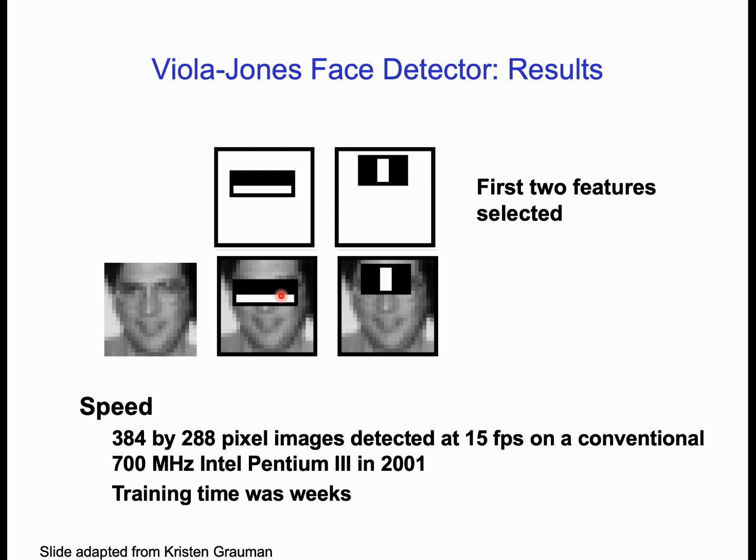And the speed, as I said, at testing time was extremely fast. It was able to detect faces at 15 frames per second on a conventional PC of the time, so 2001. The down part, or maybe not the down part, but the interesting part, was that the training time took weeks. And this is, by the way, not extremely uncommon in machine learning. Even today, creating very complicated models can take a number of days to create really strong algorithms.